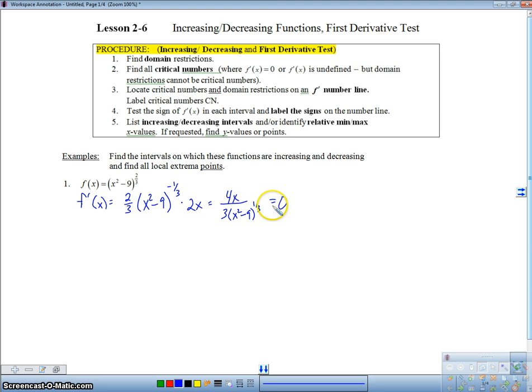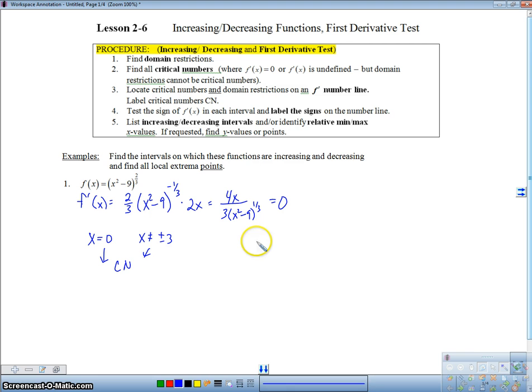That's going to give me x equals 0. And then I also know that x cannot be plus or minus 3. These are all my critical numbers, because it's not differentiable at plus or minus 3, since that's in the denominator here, and x equals 0 will actually give me a critical value. So now I'm going to go on to step 3.